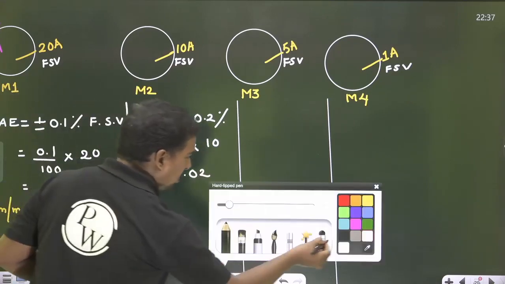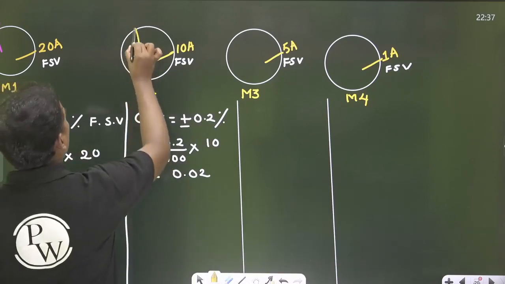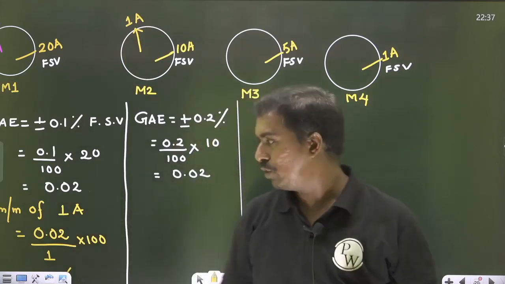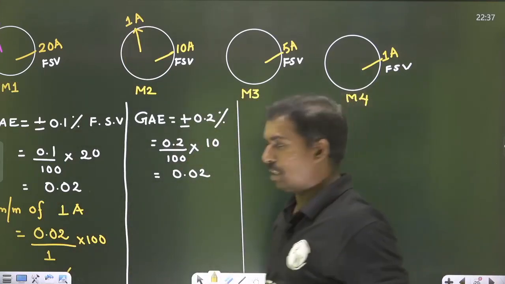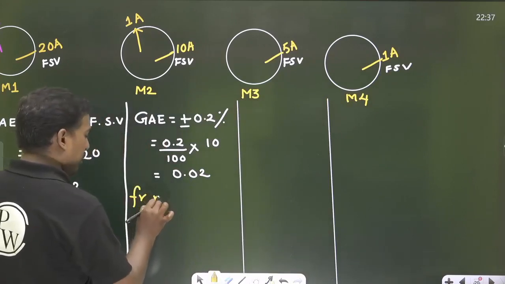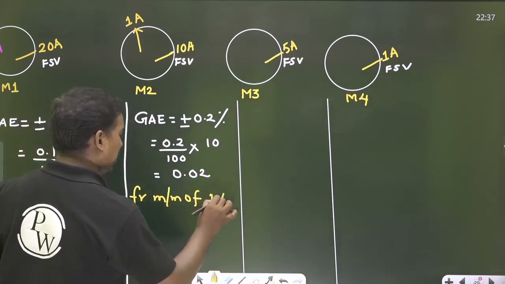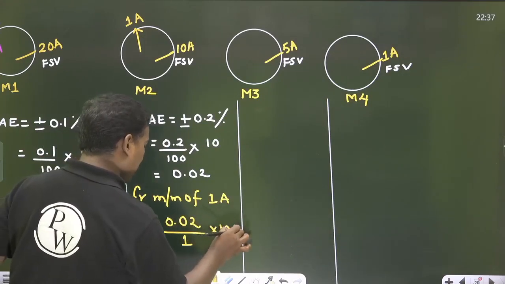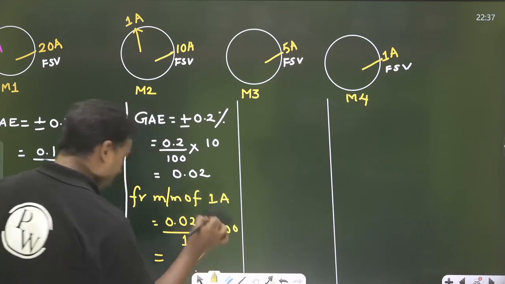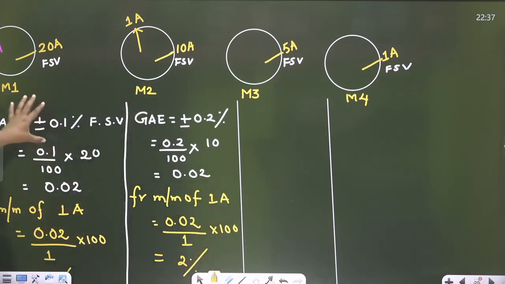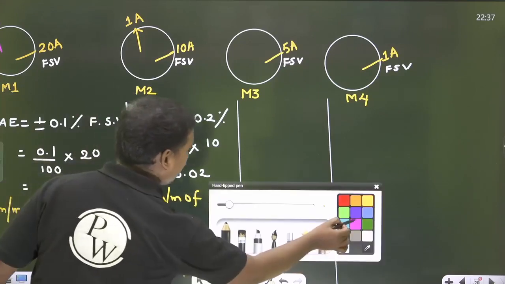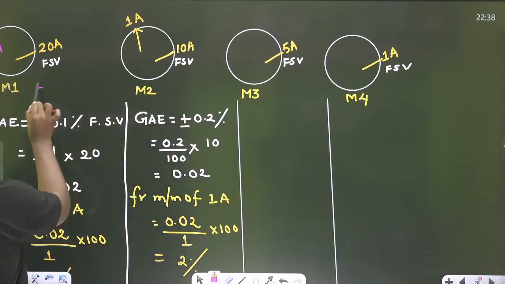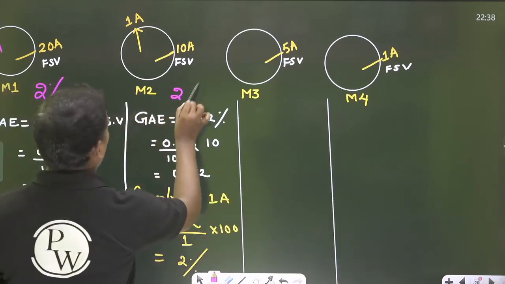Now this instrument is also used for measurement of 1 ampere. The instrument has a limiting error of 0.02, so for measurement of 1 ampere, the error is 0.02 by 1 ampere into 100. So both the instruments have the same error. The first instrument has 2%, and this one is also 2%.